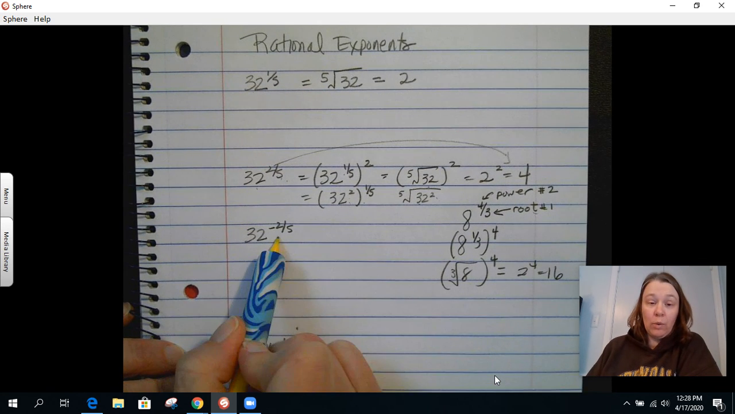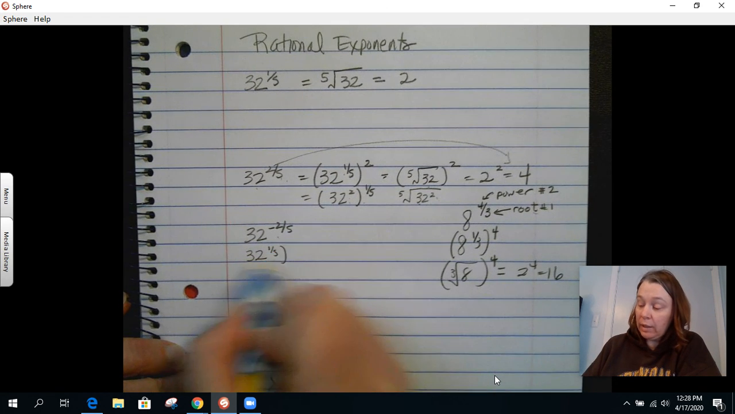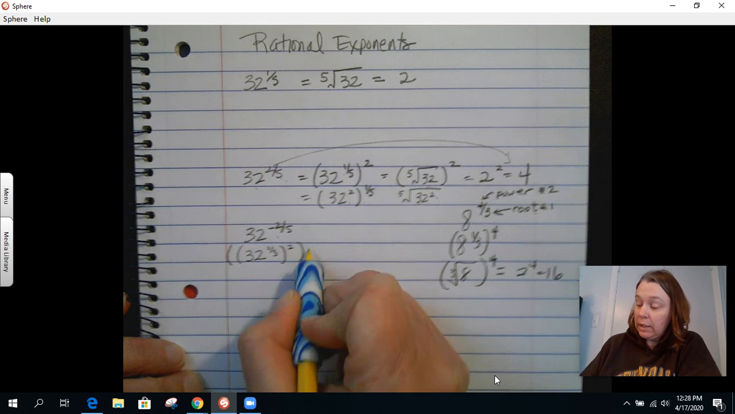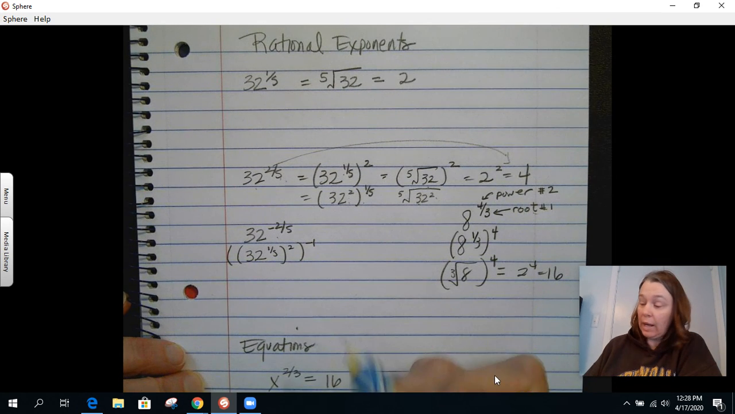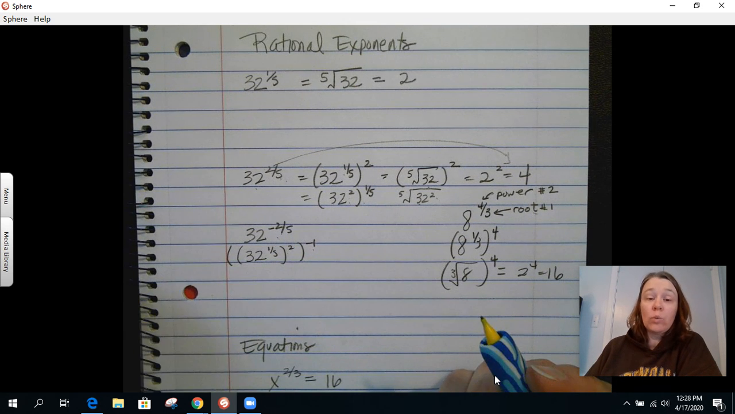All right, now I'm going to throw in there a negative exponent. So I could rethink of this now as 32 to the 1/5 to the second to the negative first. Again, if I multiply those all out, it's negative 2/5, so it's equivalent. The order really doesn't matter.